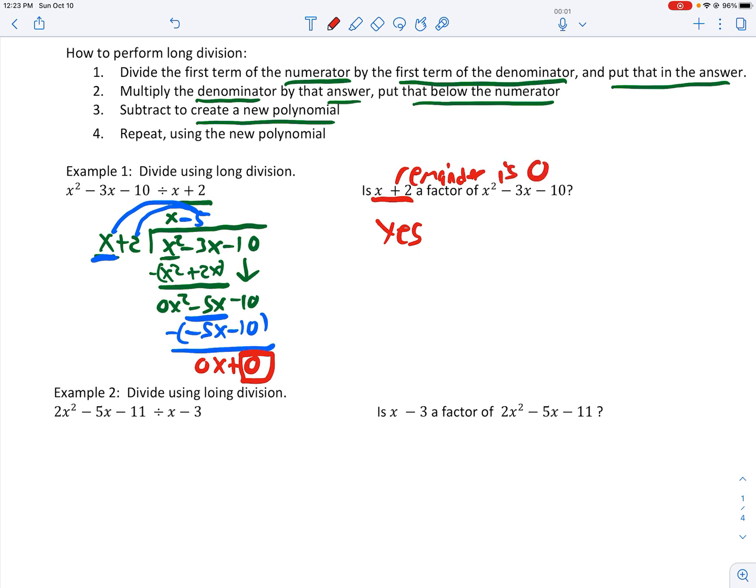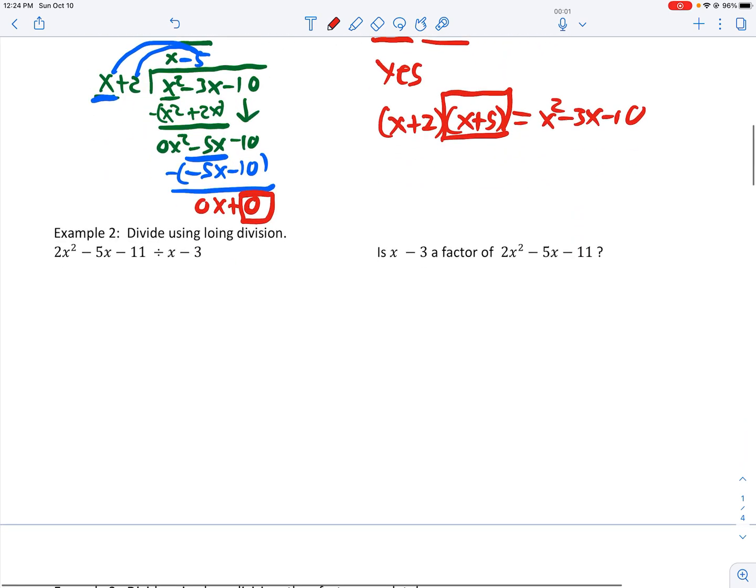That's when it's a factor. So what we figured out is that x plus 2 times x plus 5 equals x squared minus 3x minus 10. So we use division to find our missing factor of x plus 5. It's a factor if the remainder is 0. All right, so let's look at example 2.